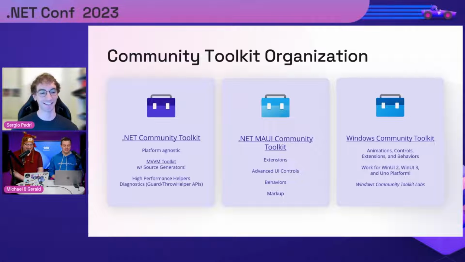Okay, great. So we have the MVVM toolkit and the source generator, which are libraries and helpers for building apps with the MVVM framework. We also have some high-performance helpers for working in high-performance scenarios, like if you're pooling memory buffers and things like that. And we also have the diagnostics package, which contains helpers to efficiently validate parameters and methods, and also efficiently throw exceptions. Then I'm going to hand it over to Gerald to talk about the MAUI Community Toolkit.